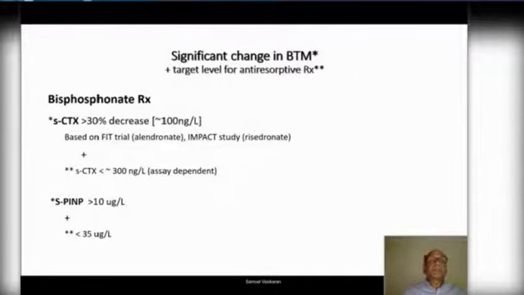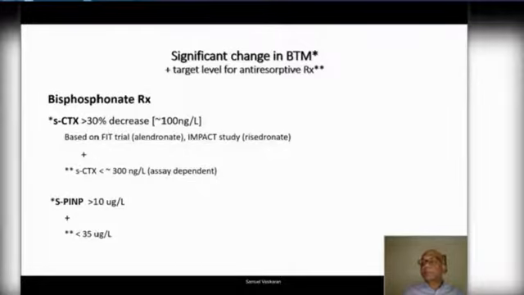So as an example, for serum CTX, you expect a greater than 30% decrease, which amounts to about 100 nanograms per liter reduction, which confirms that the patient is responding to treatment and that the patient is actually taking the treatment as well as responding. The treatment target, as I mentioned, is less than the premenopausal median, and for serum CTX, it's 300 nanograms per liter. Depending on the assay, as I mentioned, there is some lack of harmonization between assays, so it has to be assay specific, but it's roughly around 300 nanograms per liter.